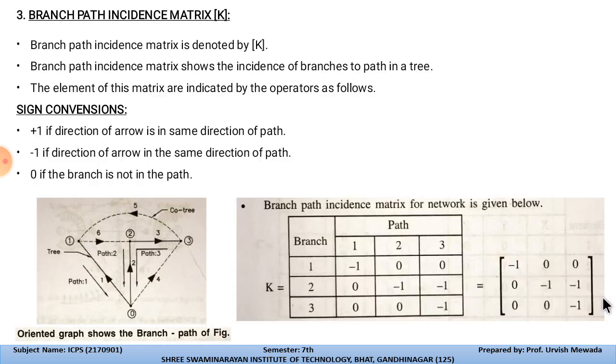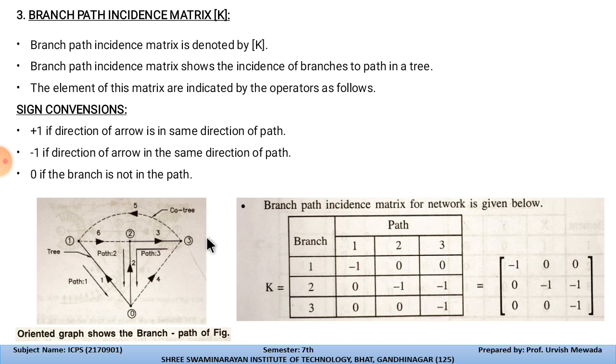So let's see the third incidence matrix, that is the branch path incidence matrix. The branch path incidence matrix is basically denoted with K. So here it is indicated with K, so K is equal to, and the horizontal line is path, and the vertical is branch. So how can we form the branch path incidence matrix? First of all we will draw the tree of the particular oriented graph. So here you can see that the tree is drawn.